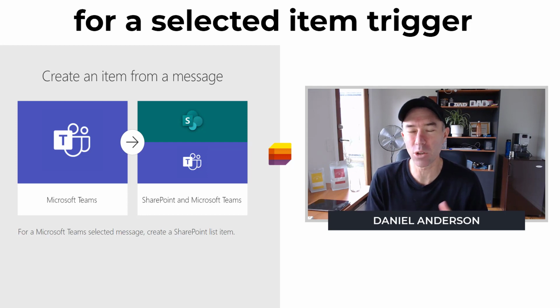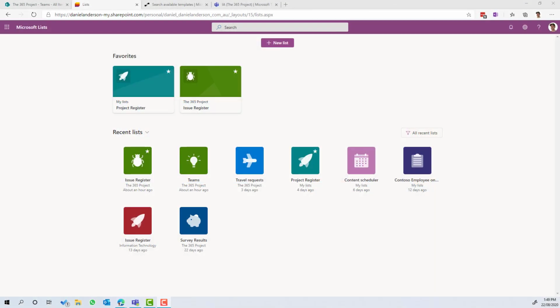All right, and we're going to have a look at a few different things that we can do and achieve with that trigger. So we're going to tie this into Microsoft Lists. You can see here that I'm on the Lists homepage or dashboard, and I've already created from a template the issues register list, and it's part of the 365 project site.